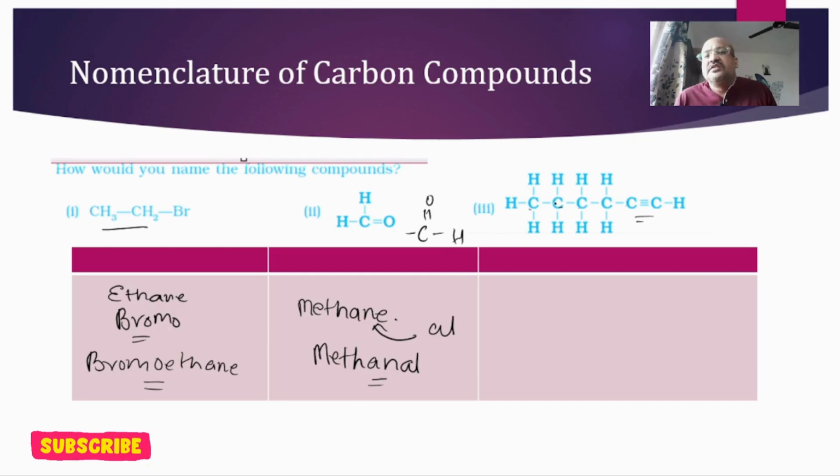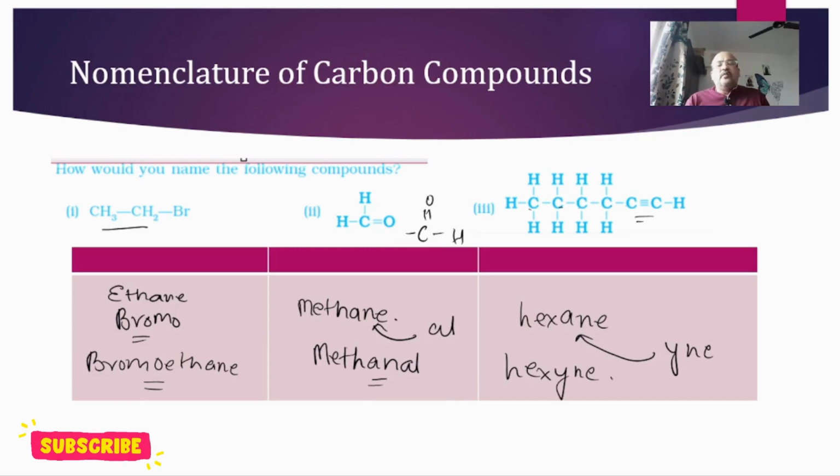Now here you see the number of carbons: 1, 2, 3, 4, 5, 6. 6 carbons are there, which means hexane. Now there is a triple bond. So what will it be? YNE. So ANE will be replaced by YNE. So this is my hexyne. Likewise, you need to name the carbon compounds accordingly.